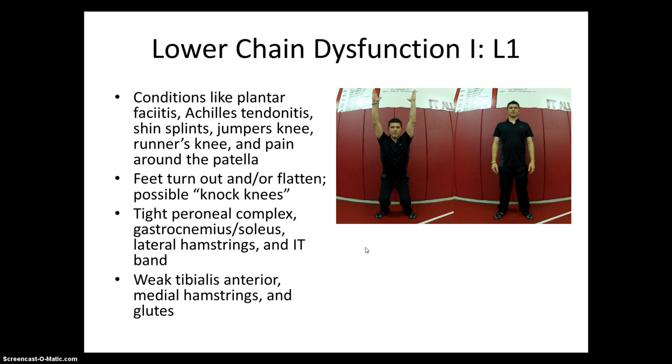This is usually due to a tight peroneal complex, which is on the lateral lower leg, and a tight lateral hamstring, which we cannot see in this view, but if it were turned around and from the back side, it'd be on the lateral side of the posterior thigh. The other thing we see is a weak tibialis anterior, which is a weakness of the muscle here on the front of the shin. Weak medial hamstrings, again on the back side to the medial side of each thigh, and weak glutes.